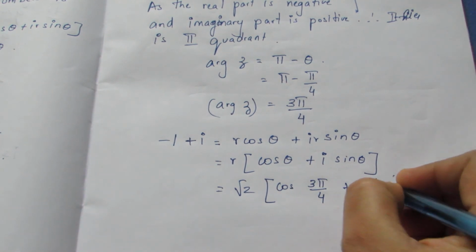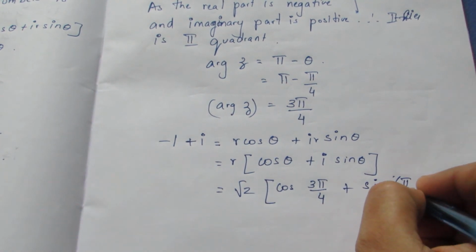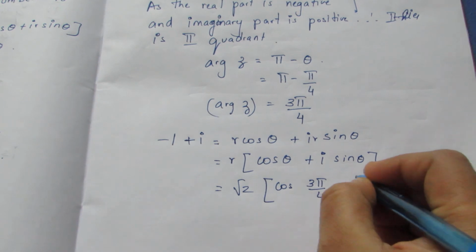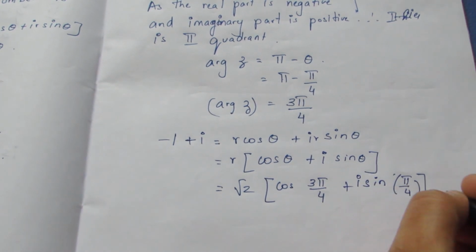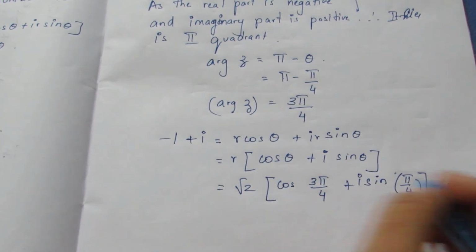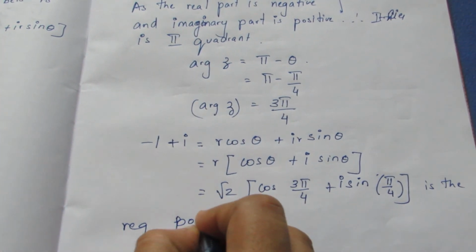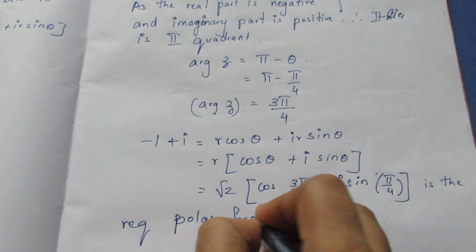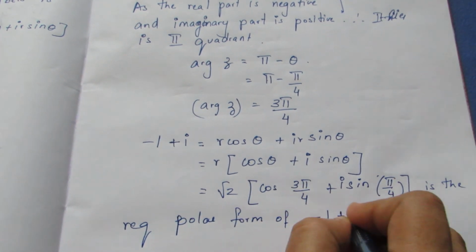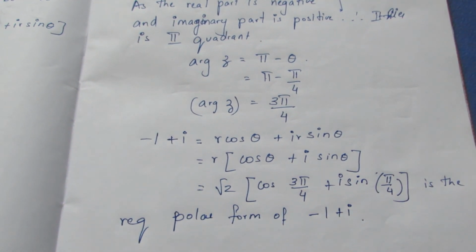And i sin 3 pi by 4 is the required polar form of -1 plus i. That's all with the sum.